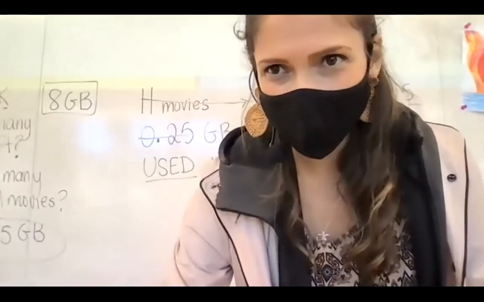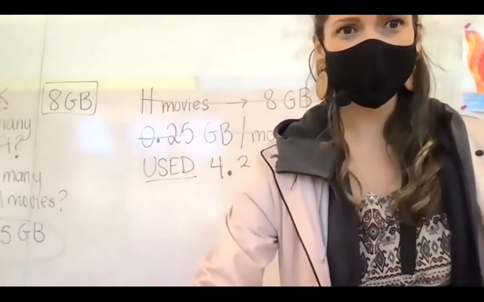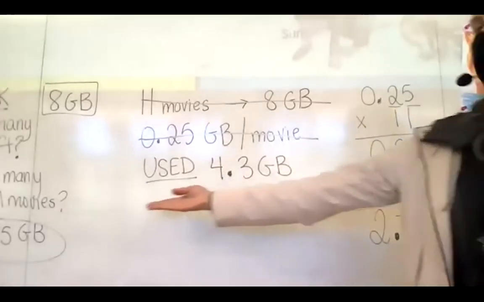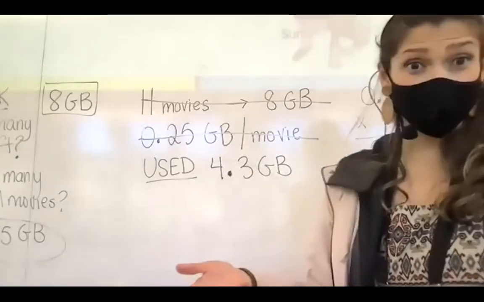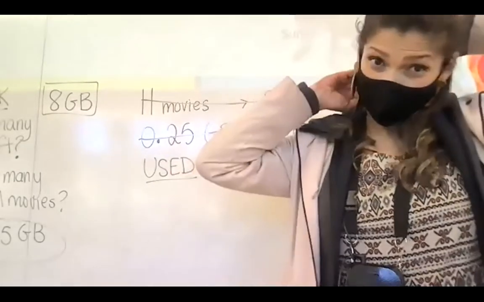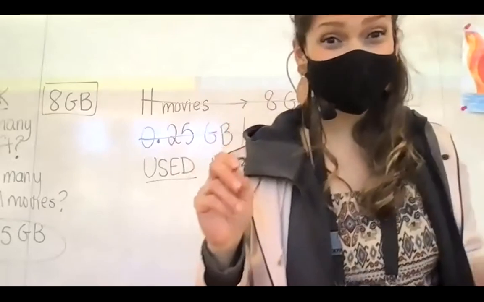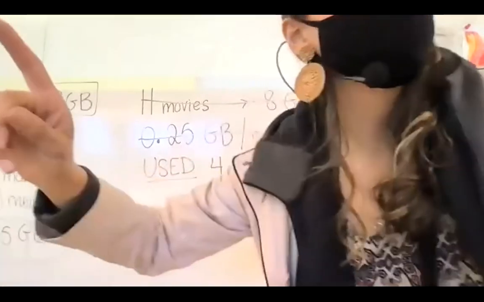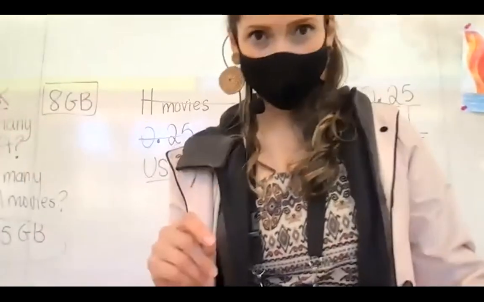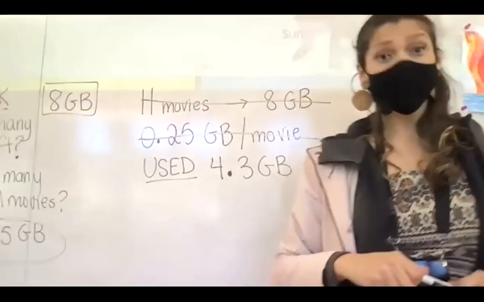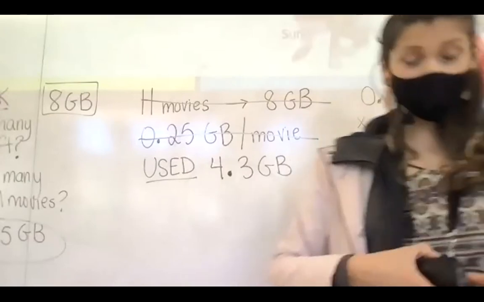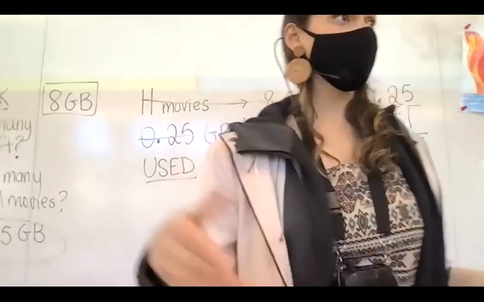Julian, what's one last thing we need to ask ourselves? We still have one piece of information left. We used 4 3/10 gigabytes. What does that mean if I used it? You have to add up 2 75/100ths plus 4 3/10. Yeah, that's certainly one way we could do this, right?